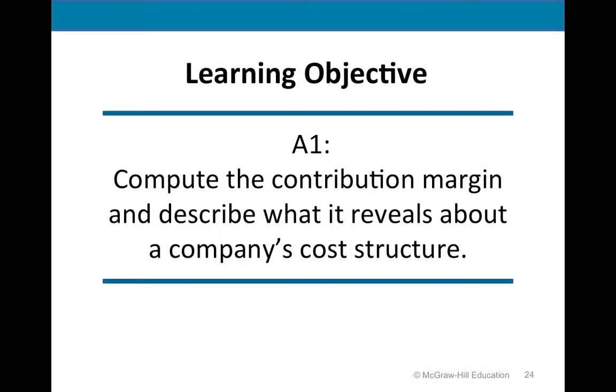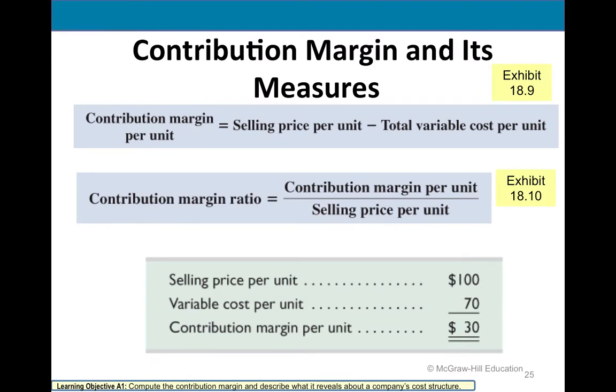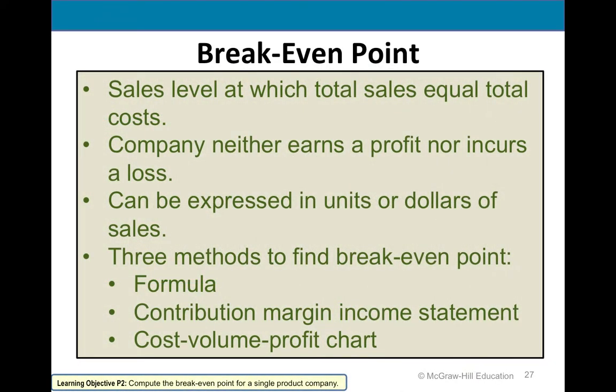Okay, now we switch gears and talk about the contribution margin. Contribution margin says just how much we earn every time we sell the product. It's the selling price minus the variable cost per unit. And then there's a ratio: what's our percentage of the contribution margin from the sales price? So every time we sell a unit, selling price minus the variable cost per unit, we get $30. The contribution margin now has to cover your fixed costs plus an amount to cover your profits. Now the break-even point: total sales equal total costs. Again, there's no profit and no loss either. It can be in units or dollars.